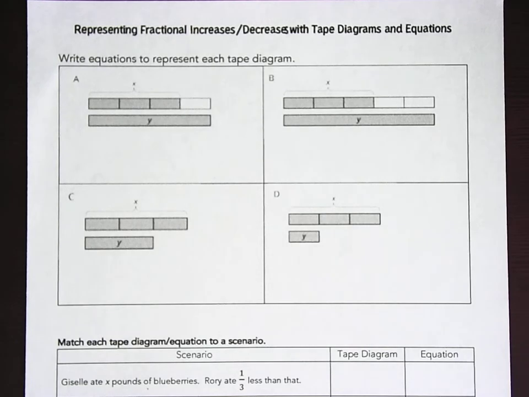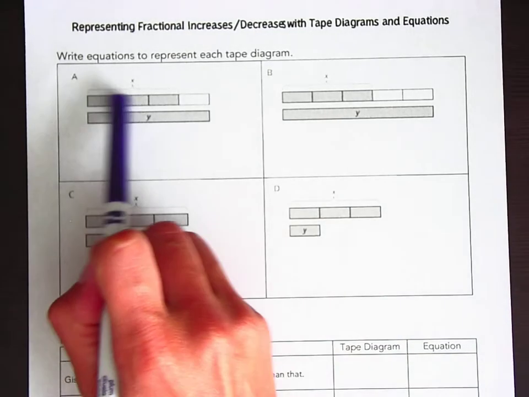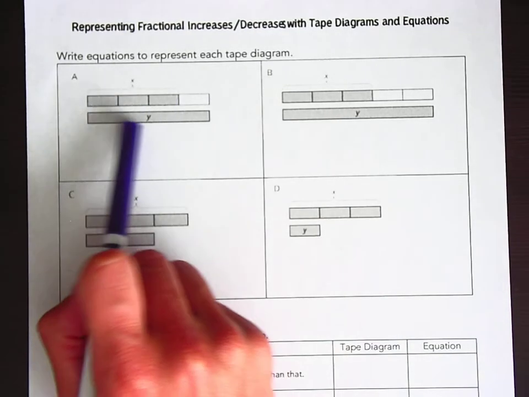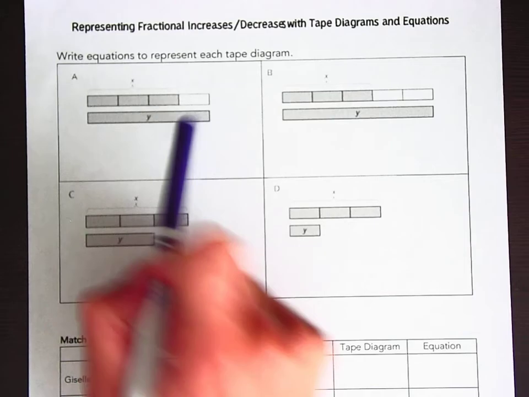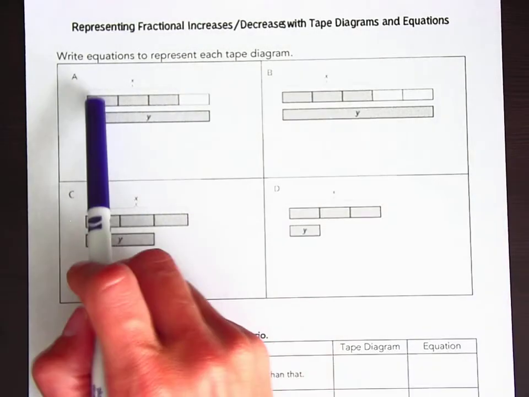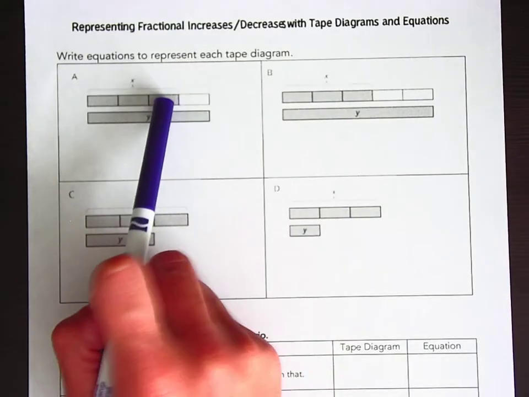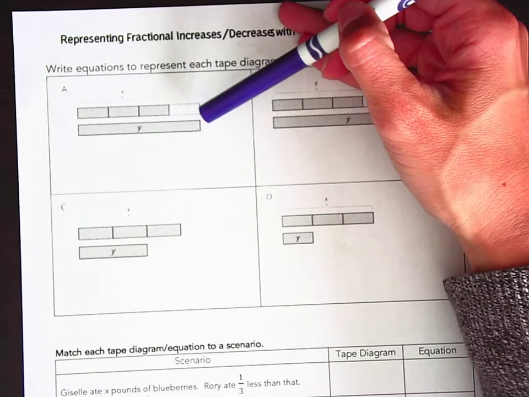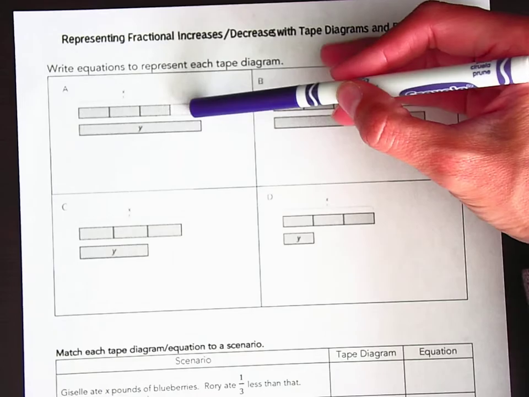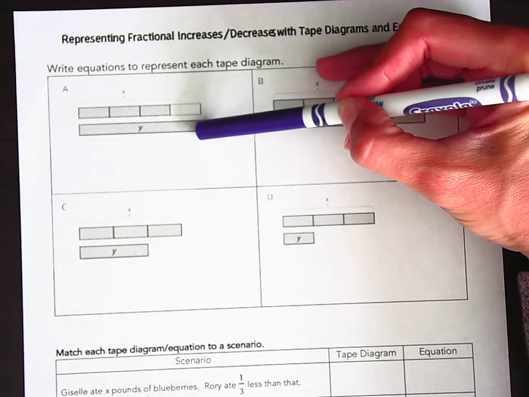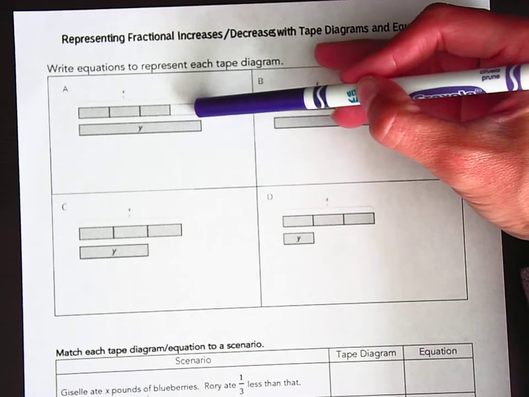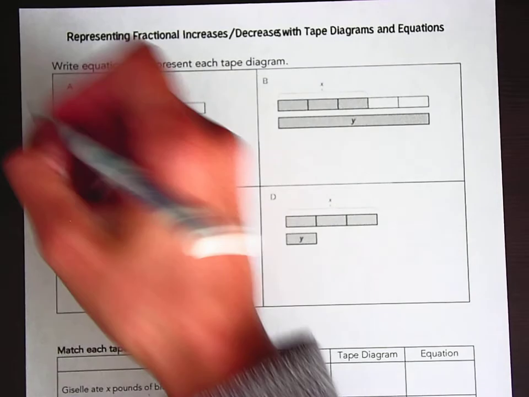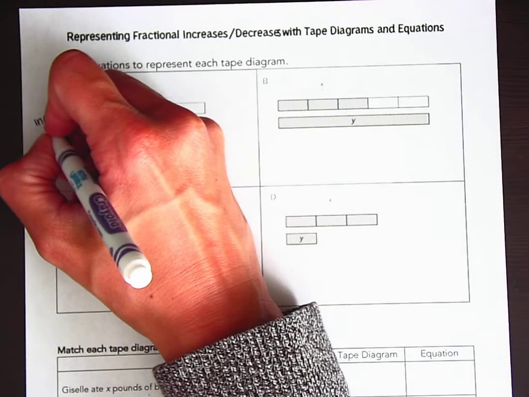So in example A, we're starting with x and we've got a bar that represents y. So when we go to write our equation, we want to think about what's happening to x. Are we adding a box to x, or are we taking a box away from x in order to make this tape diagram the same as y? In this case, we're adding a box to x, so we know that this is going to be an example of an increase.